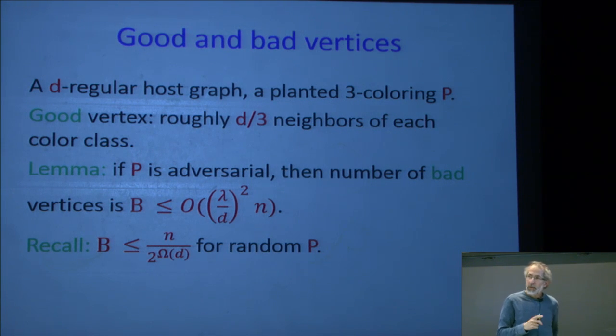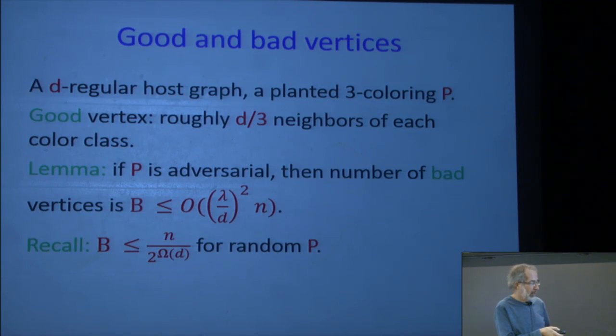So here, what changes? This notion of good and bad vertices that played an important role before, here there's a big change. If H is the host graph and it's D-regular, then recall that after the planted coloring, we say that a vertex is good if roughly D over 3 of its neighbors are in each color class. Now, if P is adversarial, then the number of bad vertices, before it was exponentially small in D, regardless of the input graph, as long as it was D-regular. Now it depends on the expansion of the graph, the fraction of bad vertices.